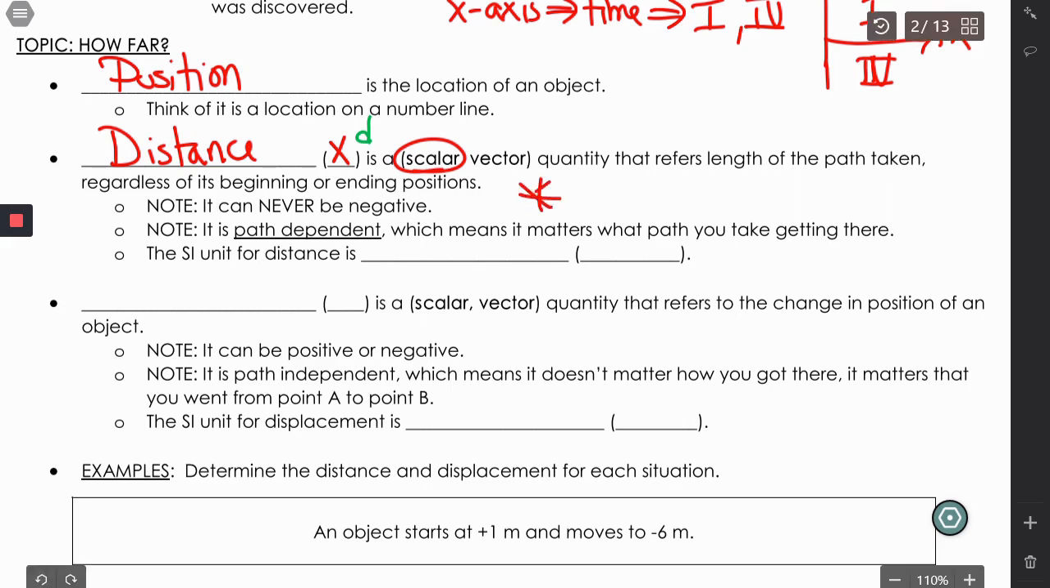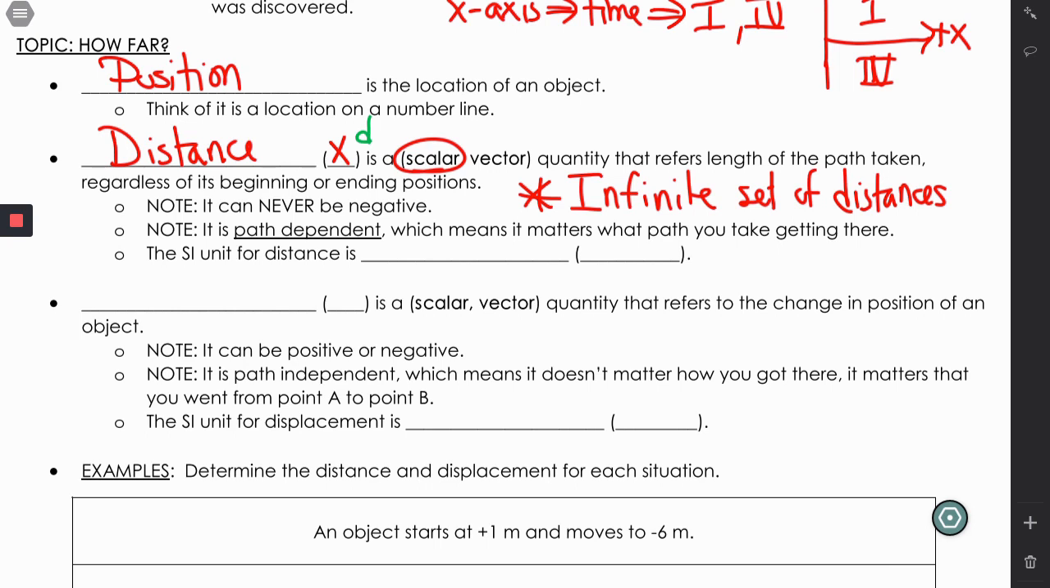So just of note, there is an infinite set of distances between 2 points, right? And that means that you can take extra twists and turns along the way. So like if we're here on campus and say, okay, you're starting in the big gym, and I ask you to go to the office, right? There's an infinite amount of ways that you can get to the office, right? You can go down the different hallways and make different twists and turns.